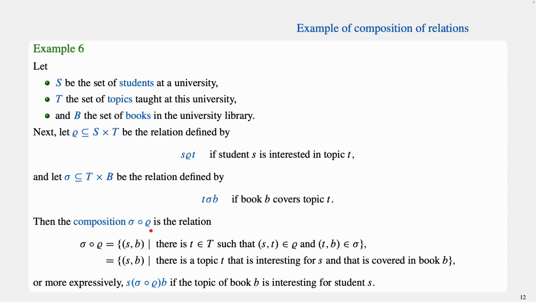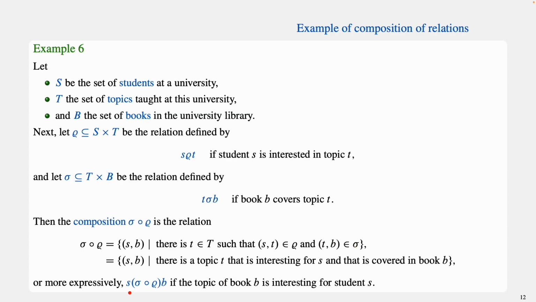Sigma composed with rho is the following relation. It consists of all pairs S and B, such that there exists some T in the set of topics, such that the pair ST is contained in rho and the pair TB is contained in sigma. Or a bit more explicitly, there is a topic T that is interesting for S and that is covered in book B.